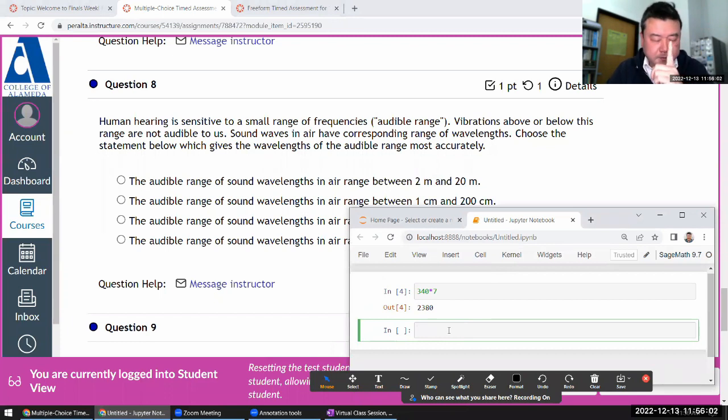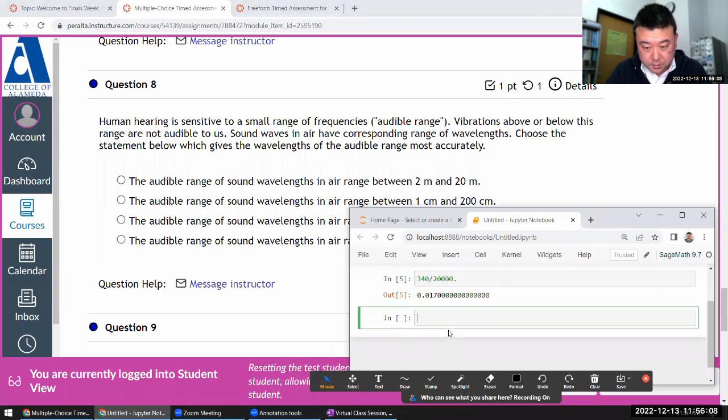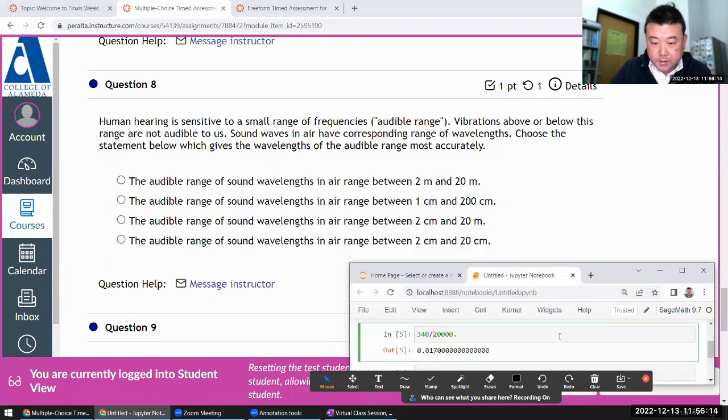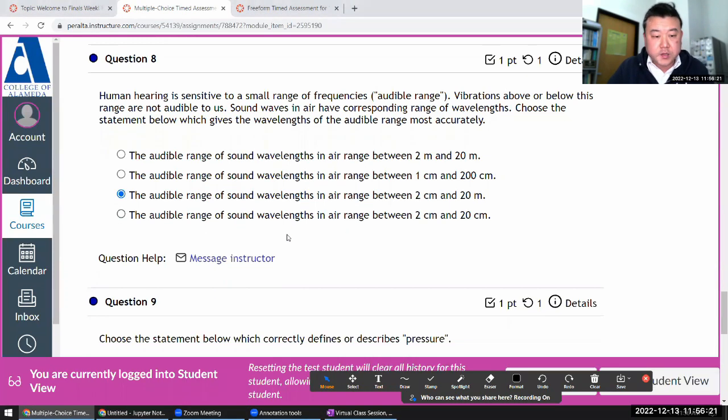So, v is equal to f times lambda. Lambda is equal to v over f. So 348 divided by 20,000 is like 2 centimeters. And 20 hertz. So 2 centimeters to 20 meters.